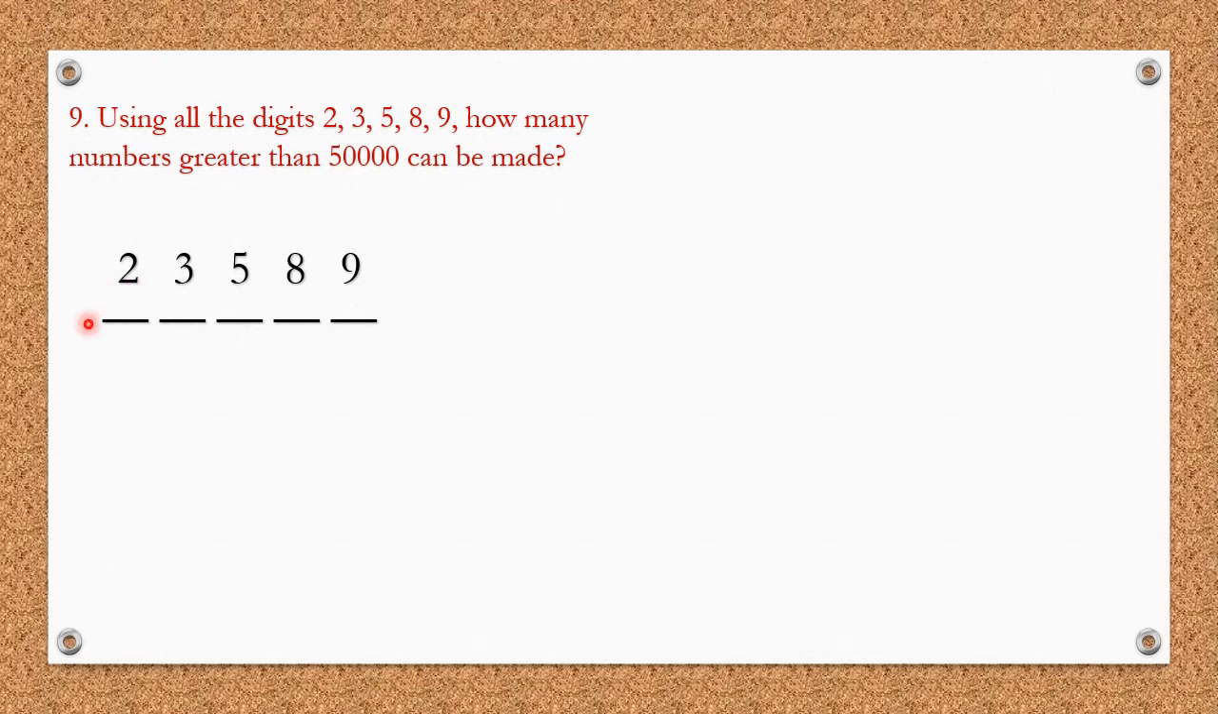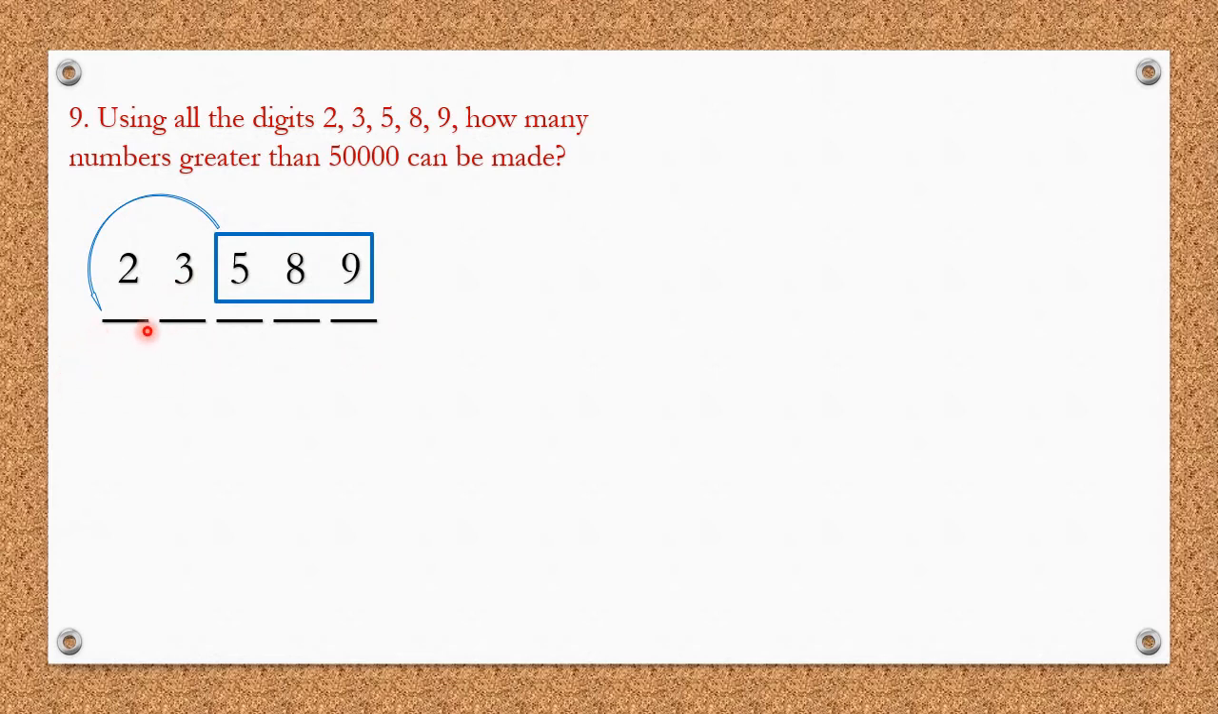If I put 2 here, it will be something around 20,000. If I put 3 here, it will be something around 30,000, and both of these are less than 50,000. So if I want to create numbers greater than 50,000, I should put 5, 8 or 9 at the first place. So I'm going to divide this question into two parts. First of all, I will find the permutation for the first place and then for the remaining places.